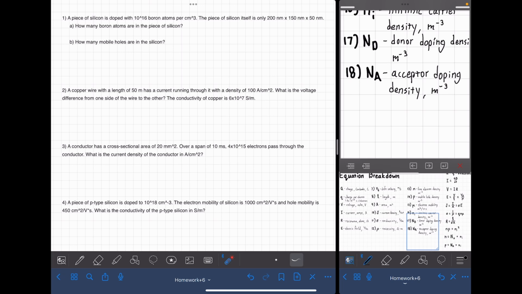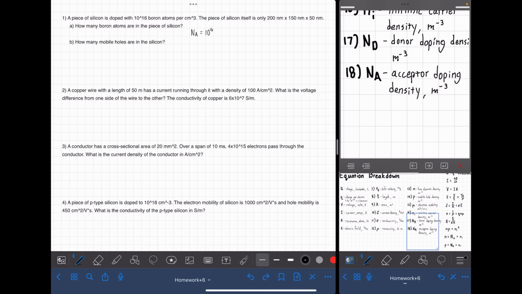Alrighty. So in this first problem, we are given a piece of silicon that is doped with 10 to the 16 boron atoms per centimeter cubed. So boron, if you remember, has one less electron than silicon, meaning it is an acceptor. It can take in additional electrons and create holes within our silicon, making a p-type silicon. So over here, we know Na is our acceptor density.